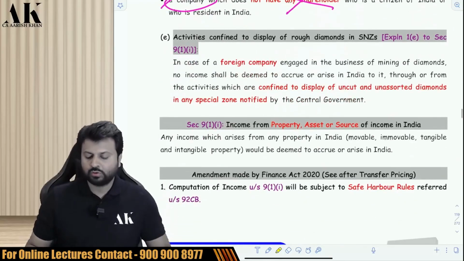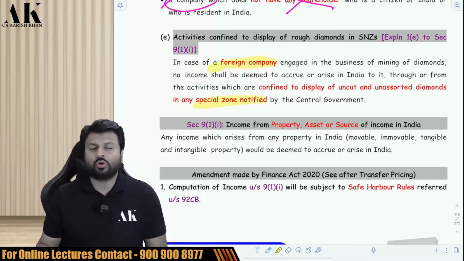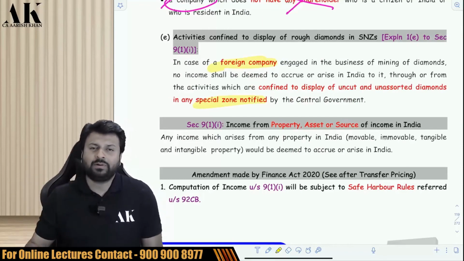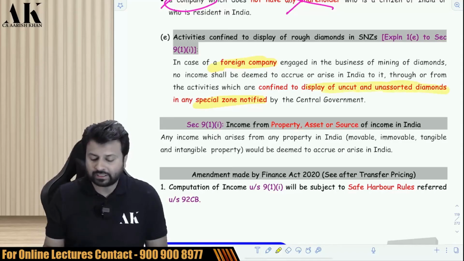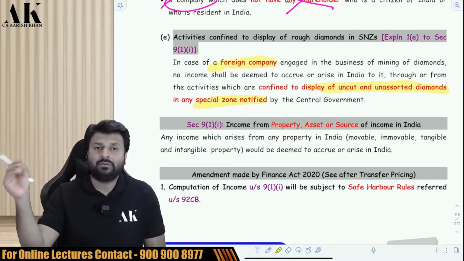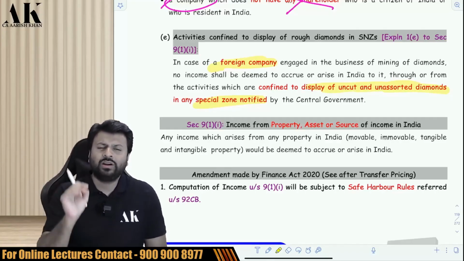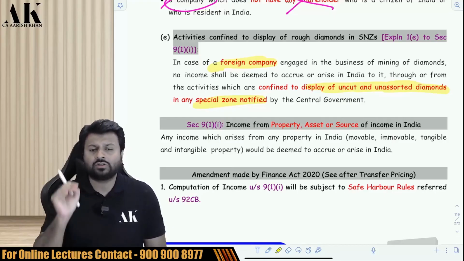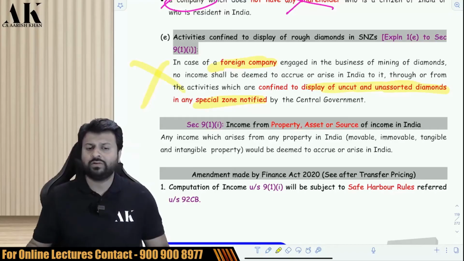Let's move on to the next one. Suppose there is a foreign company coming to a special notified zone in Mumbai. For what purpose? They are only coming to display their uncut and unassorted diamonds. So if a foreign company is coming to Mumbai in the Bharat Diamond Bourse, which I have told you is a special zone notified by the central government, only for display of uncut or unassorted diamonds, their income will not be deemed to accrue or arise in India. No business connection will be established.